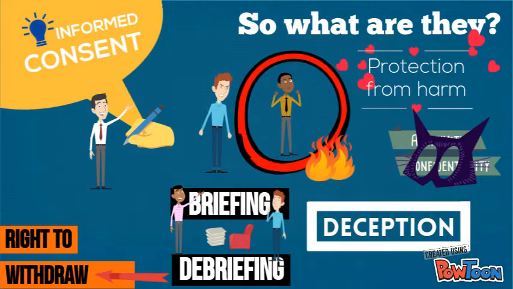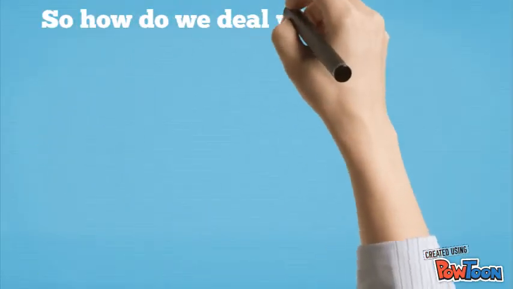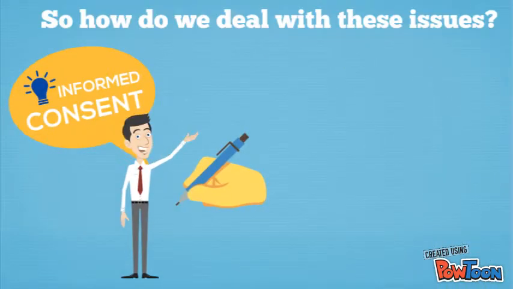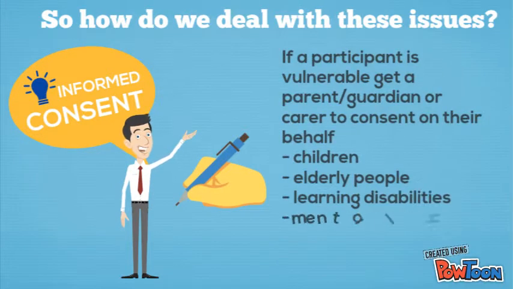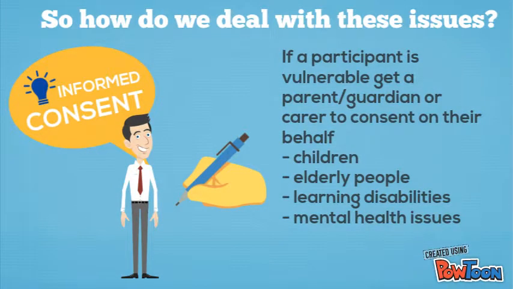So the question is, how do we actually deal with these issues? With informed consent, a participant who might be vulnerable, you could get their parent or guardian or carer to consent on their behalf. These people might include children, elderly, people with learning disabilities or mental health issues.